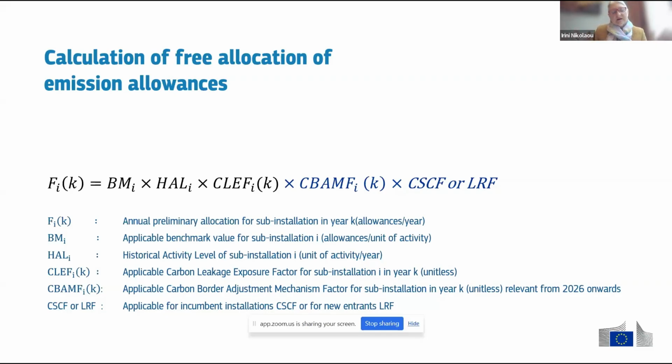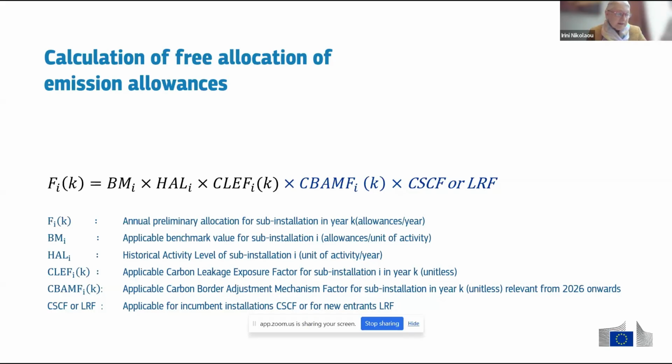So you can see that for each sub-installation there is a formula where we have to have the data in order to calculate the free allocation. And then in the next step, we do the same for the second sub-installation, third sub-installation, fourth sub-installation. It depends how many product benchmarks or fallbacks this installation has, and the total amount is the free allocation.